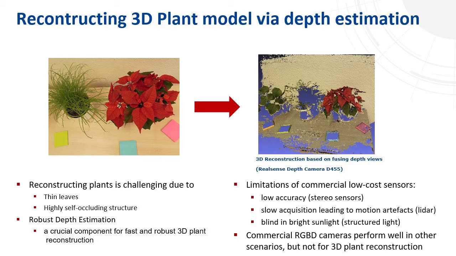Unfortunately, existing low-cost RGBD sensors have limitations. Stereo-based sensors lack accuracy, and LiDAR scanners, being inherently slower, can introduce motion artifacts. Structured light sensors also struggle in bright sunlight. Even commercial RGBD cameras, proficient in various scenarios, face challenges when it comes to 3D plant reconstruction.